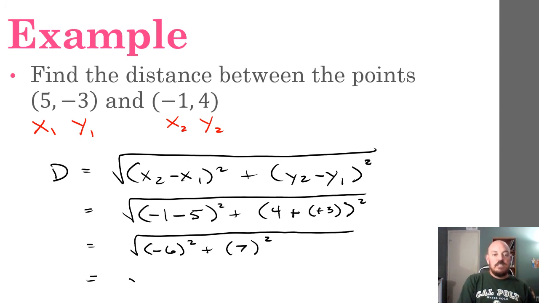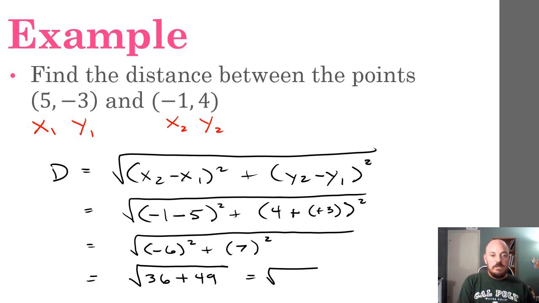After parentheses comes exponents. Negative 6 squared. Now remember, negative times negative is positive. In fact, anytime you square anything, it's always positive. So negative 6 squared means negative 6 times negative 6, and it's positive 36. Plus 7 squared. 7 times 7 is 49. Add those two things together. Let's see, we get 85. And that's basically the answer.